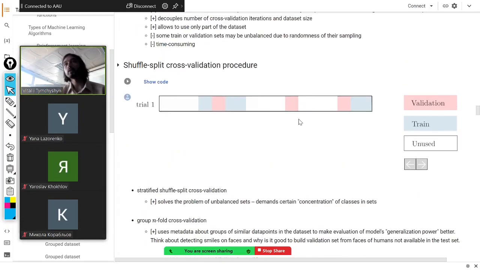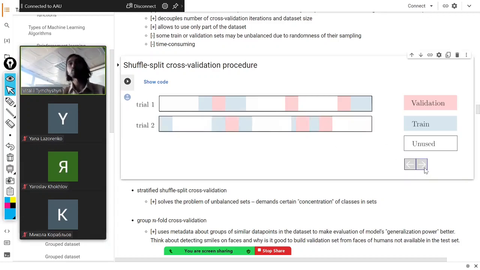Shuffle split cross-validation procedure. You are basically taking some random points from your data set and putting them into the validation and training sets. You can leave some points unused, that's okay.